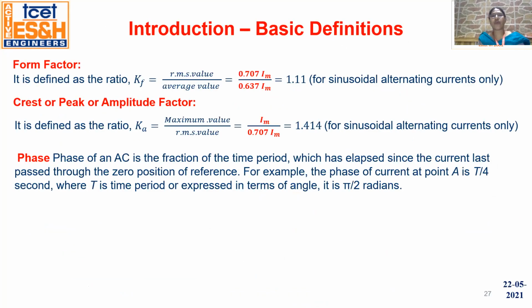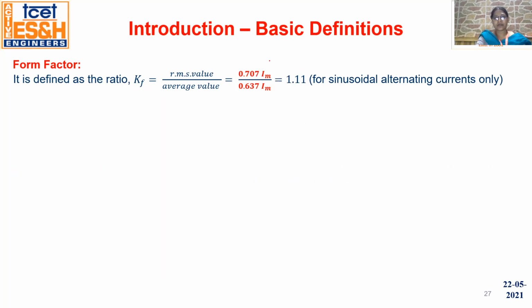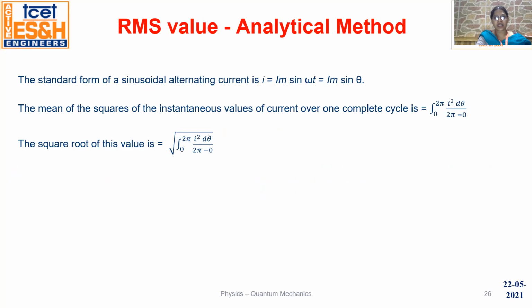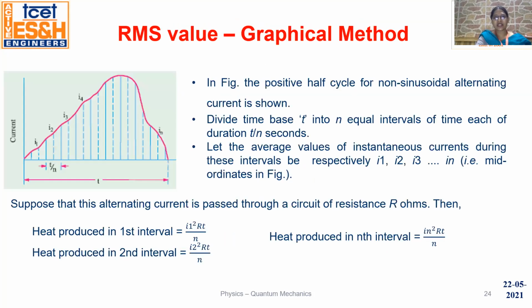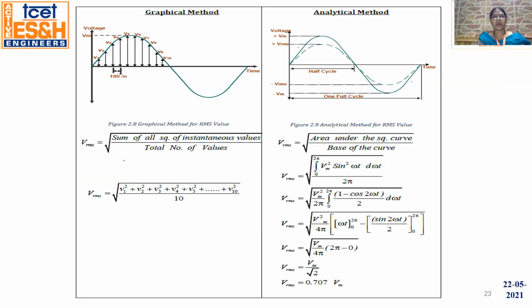Now this is the form factor. Form factor is nothing but the RMS value divided by the average value. So the RMS value is 0.707 Im. Here one part is missed by us, that is how you can find the RMS value.